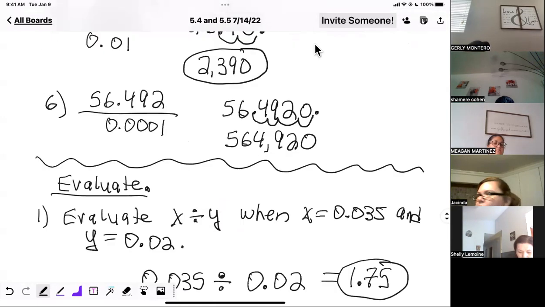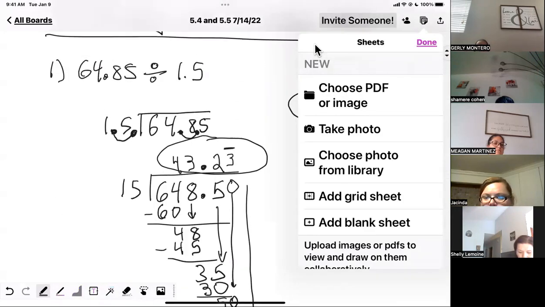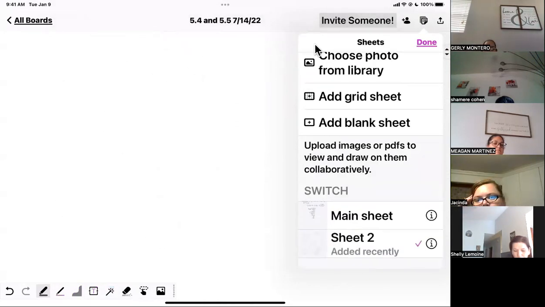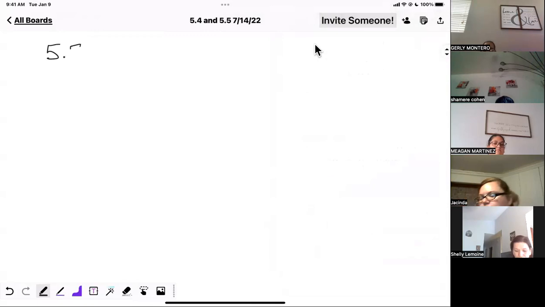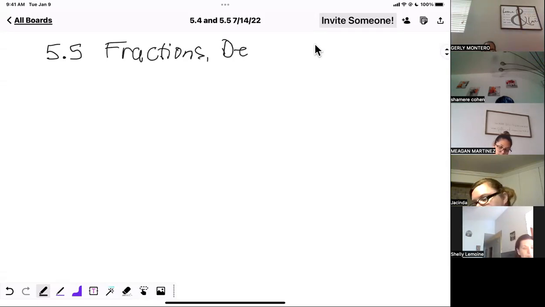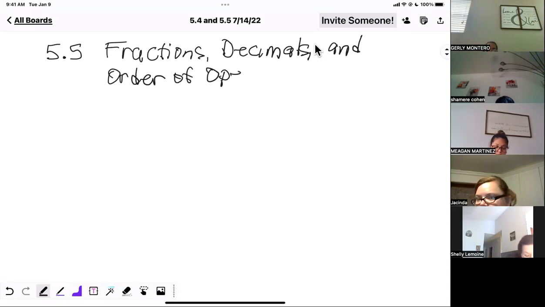All right, so let me make a new page. 5-5. So this sort of puts our decimals and our fractions together. Okay, so it's called fractions, decimals, and order of operations. It's got it all. Order of operations.